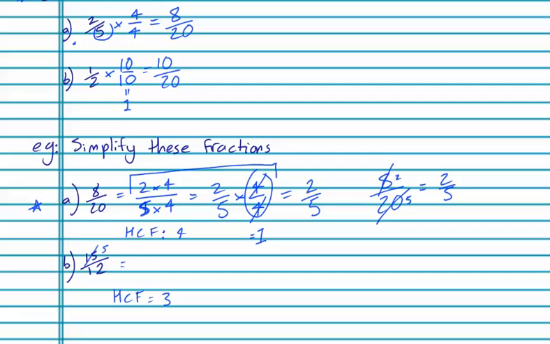And 15 over 12, the HCF is 3. 15 divided by 3 is 5. 12 divided by 3 is 4. I've got 5 over 4, and later we'll learn to make sure that we've got a mixed number. That's 4 lots of 4 is 1, leaving me 1 lot of 4 left over.